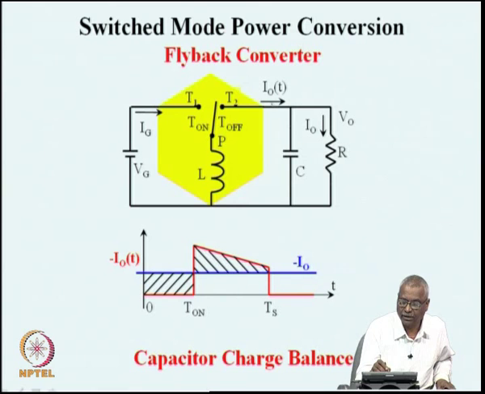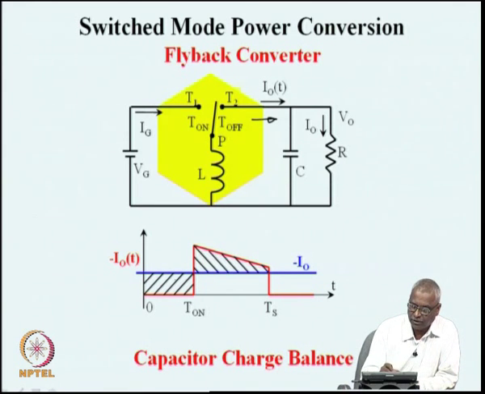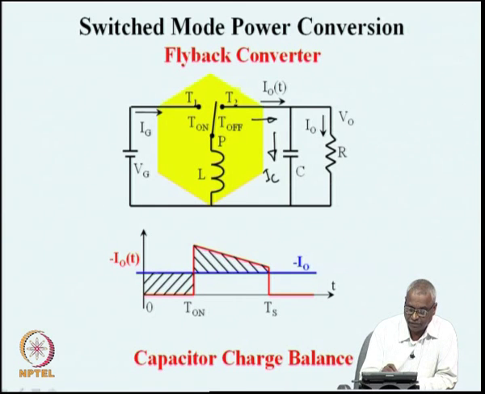I have plotted the current I naught of t, which comes out of the converter. What is here is a function of t, and then the load current going into the load is a flat current I naught. So, the difference between I naught of t and I naught, what is shown in hatched region, is what is going into the capacitor current. So, the hatched region here is capacitor current. It has a negative value in the on period and a positive value in the off period. During the on time, the capacitor is discharging its energy into the load. During the off period of the switch, the capacitor is getting energy from the source and the load is also being supplied.